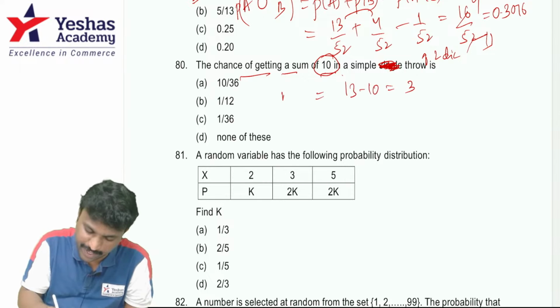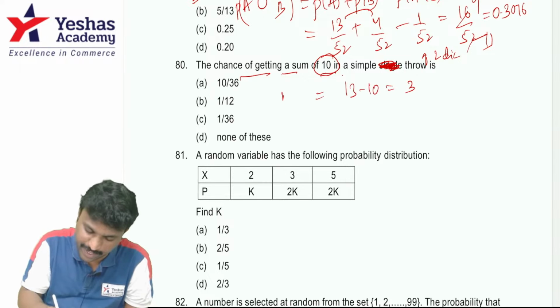So 11 out of 99 is the probability. Next, 99 is the total number of numbers. Divisible by 11 means 99 by 11. So how much is it? 9. Correct? 11 nines are 99. So 9 by 99 is the probability. Now, A intersection B means both 9 as well as 11. So I have to take LCM of 9 and 11. What is LCM of 9 and 11? 99 only, because both are prime to each other, simple product of the two numbers. It's nothing but 1. So 1 by 99 is the probability. So 11 plus 9 is 20, 20 minus 1 is 19, 19 by 99 is the probability. So option B is the right answer.